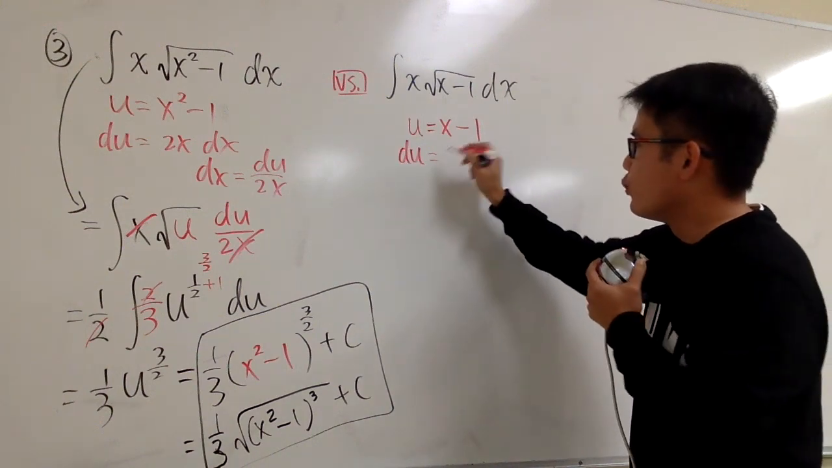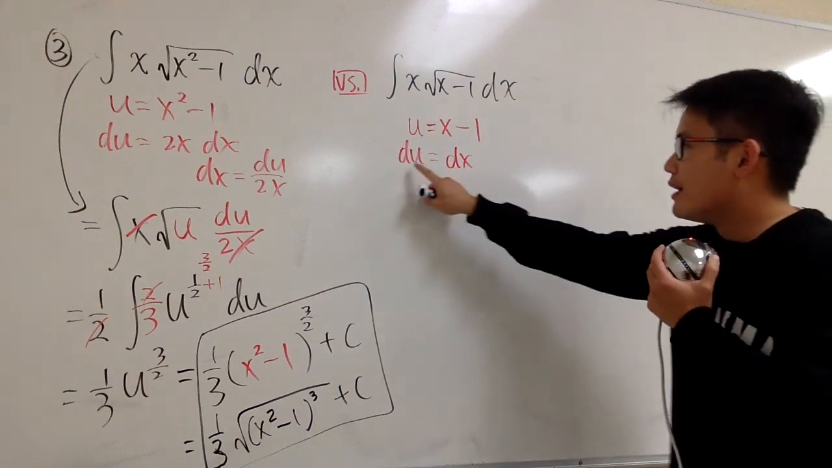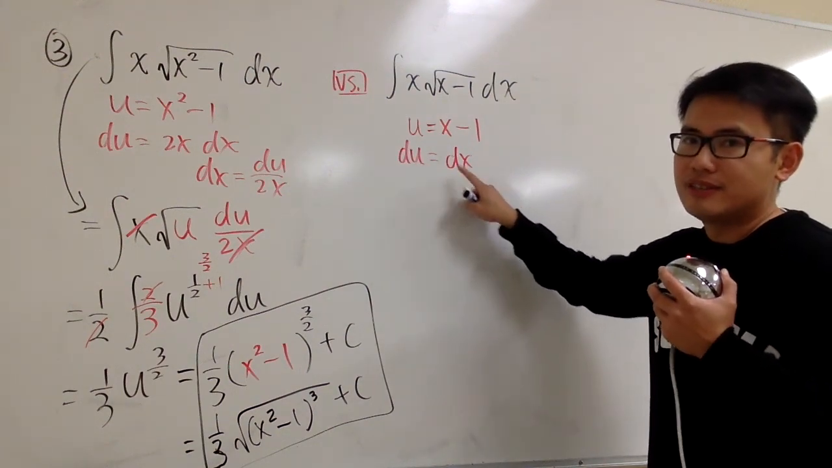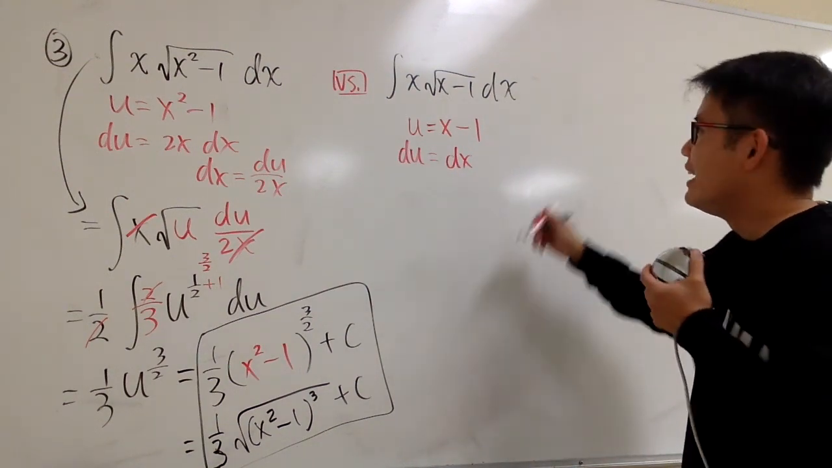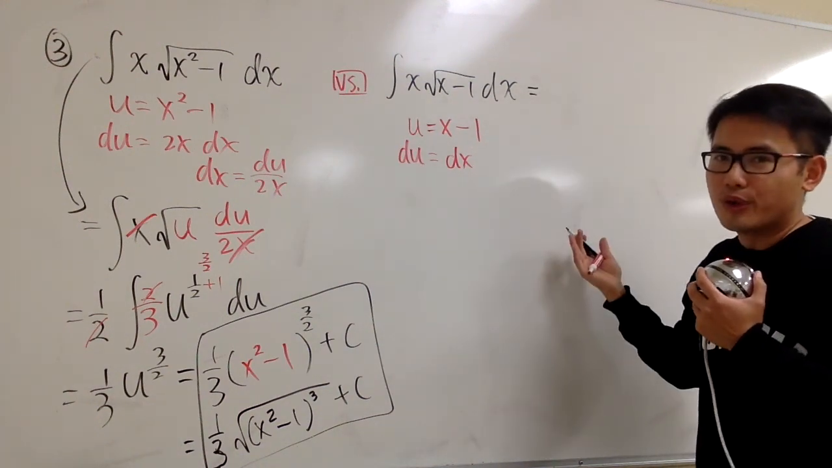So it's just pretty much 1 dx. I can just put down dx, and that's all. Du is the same as dx. Dx is just du. So we are ready.